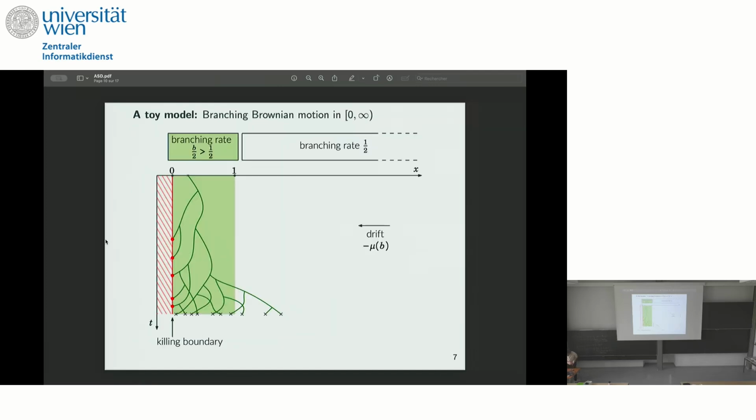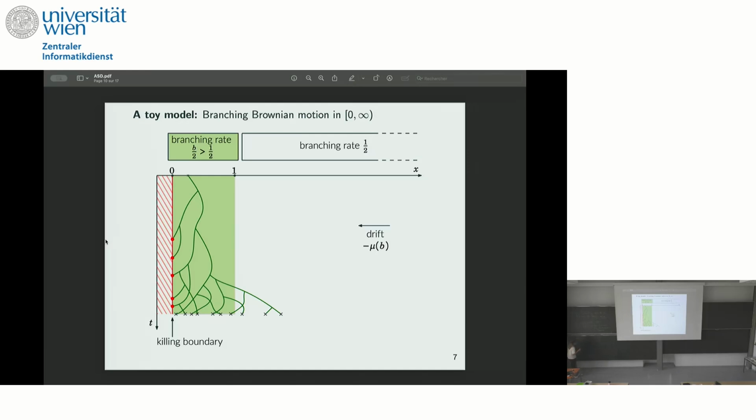So let me introduce the model, and then I will explain why it's a model for traveling fronts. I will consider a branching Brownian motion on a positive real line. Branching Brownian motion is particles that diffuse and branch independently. And independently is very important here.